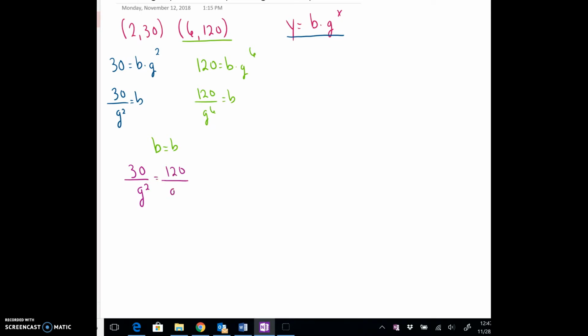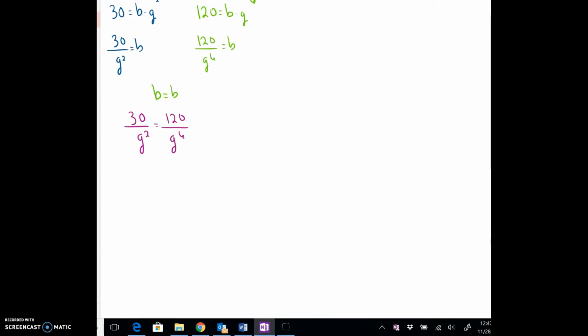So our goal right now is to solve for g. The problem is g is in the denominator. So what we want to do is get these onto the same level. What we'll do is what's called cross products. So I'll take 30 times g to the 6th and 120 times g to the 2nd. And when I do that, I get 30 g to the 6th and 120 g squared. So now I have the g's on both sides.